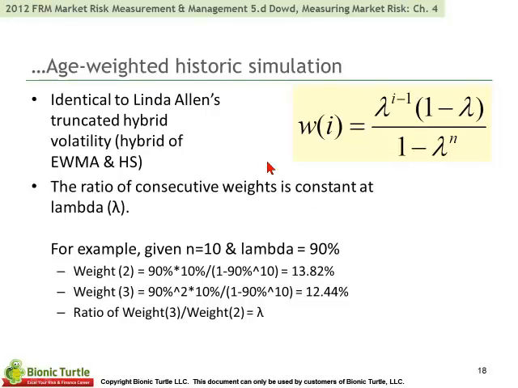So in age weighting, this is identical to Linda Allen's truncated hybrid volatility, which is a hybrid of exponentially weighted moving average and historical simulation. So the weights here are in constant proportion at lambda. And then I have an example here. If n equals 10 and lambda equals 90%, the weight in the second period would be 90% times 10%, that's 90% times 10% divided by 1 minus 90% raised to the 10, equals 13.82%. And the ratio of these weights is in constant proportion lambda.